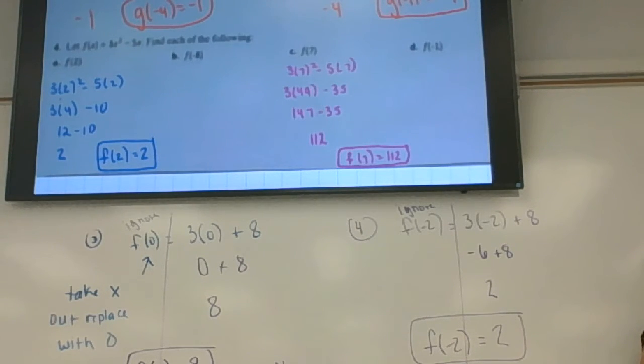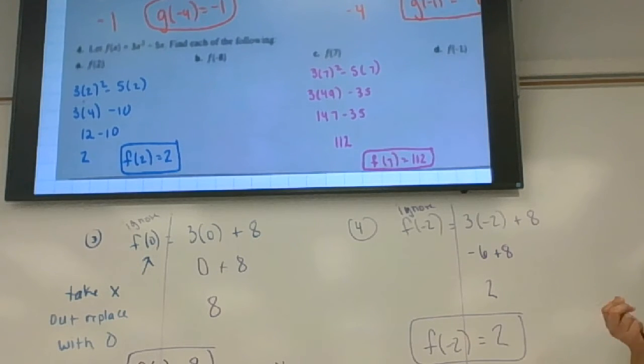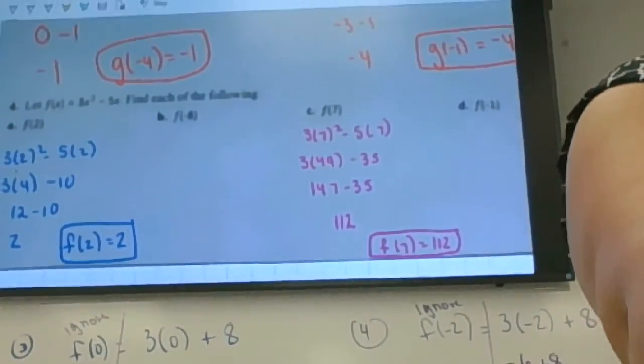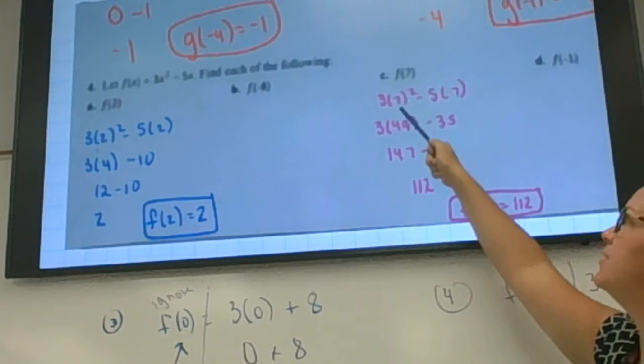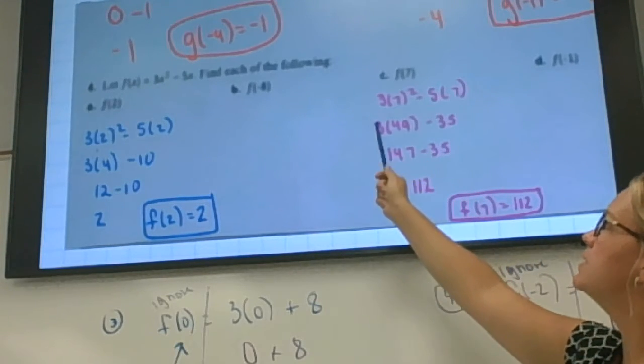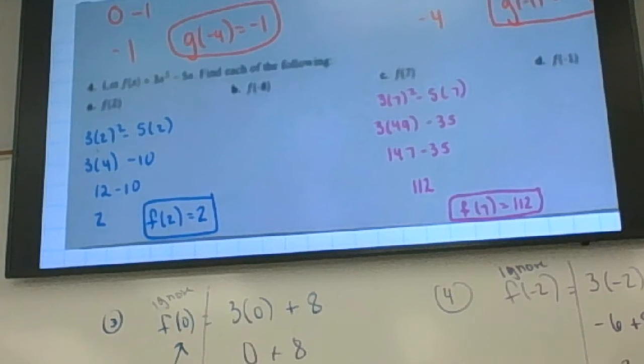So take a minute and look. Man, I didn't get 112. Where did I go wrong? Square it first. Well, I did 3 times 6. I did 3 times 2 first, and then... So write down the correct answer. Take a look. What could I have done differently? Remember that exponents always come before that multiplication. Square your 7 and then multiply.